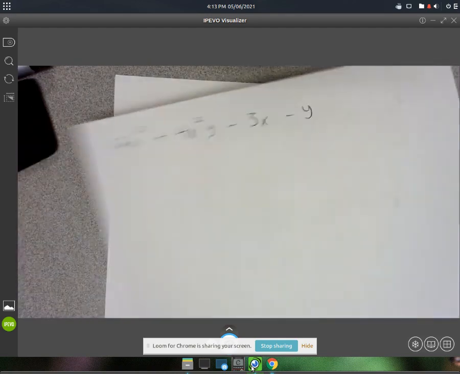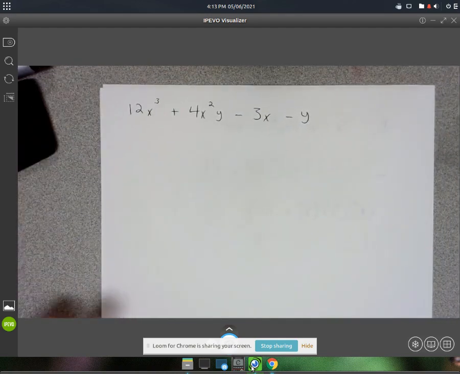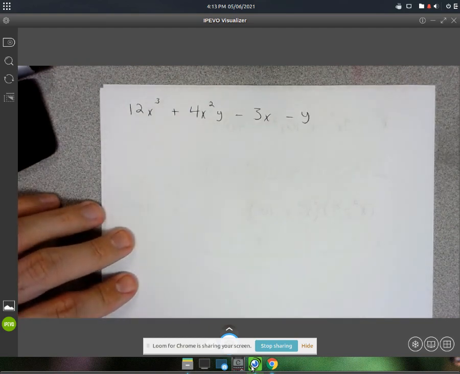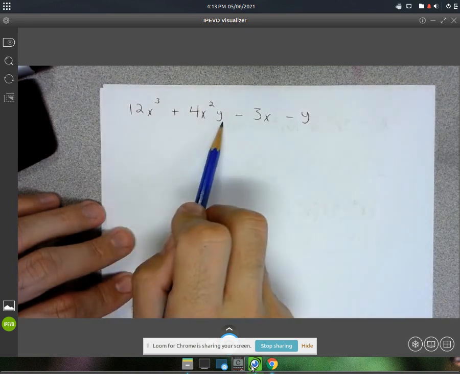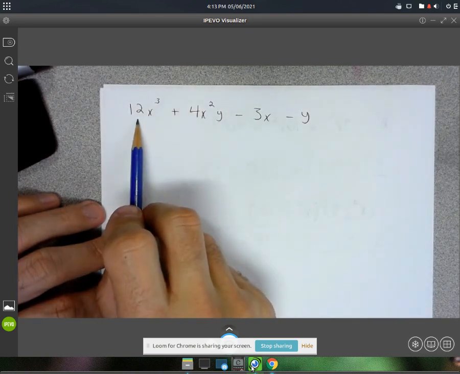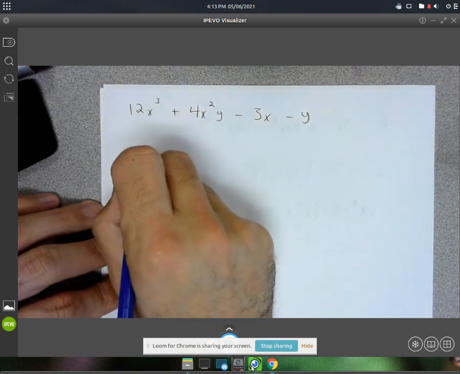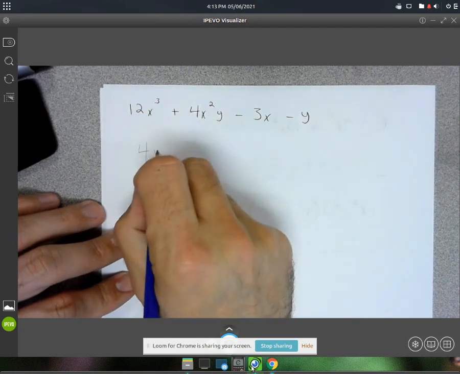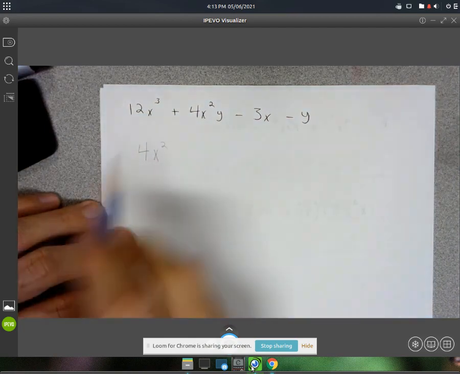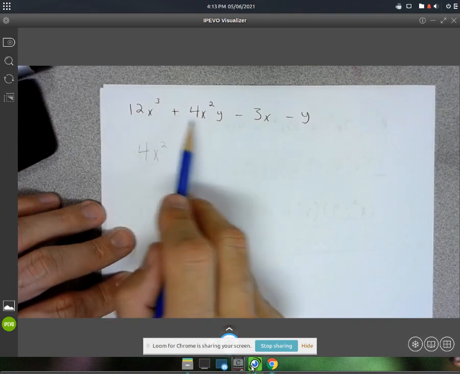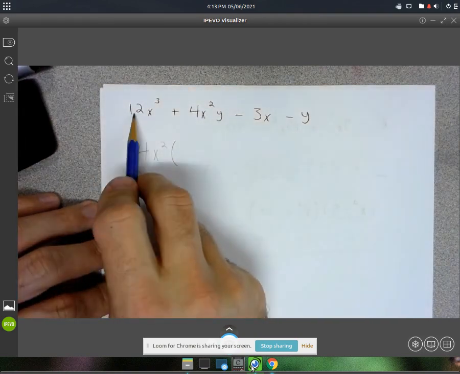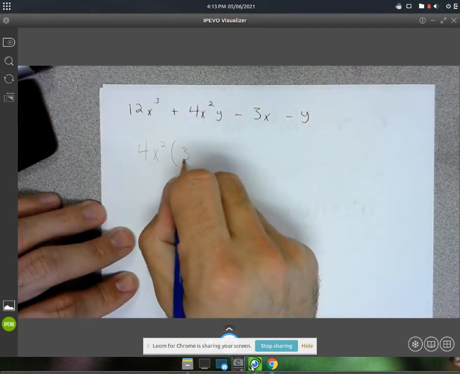Let's do one with some x's and y's, shall we? All right, it's not too bad. The left half looks like they have a 4 in common, so 4 and 12. And it looks like they have some x squareds in common, 4x squared. This one doesn't have a y, so I'm not able to factor out a y. My 12x cubed is going to become a 3x.